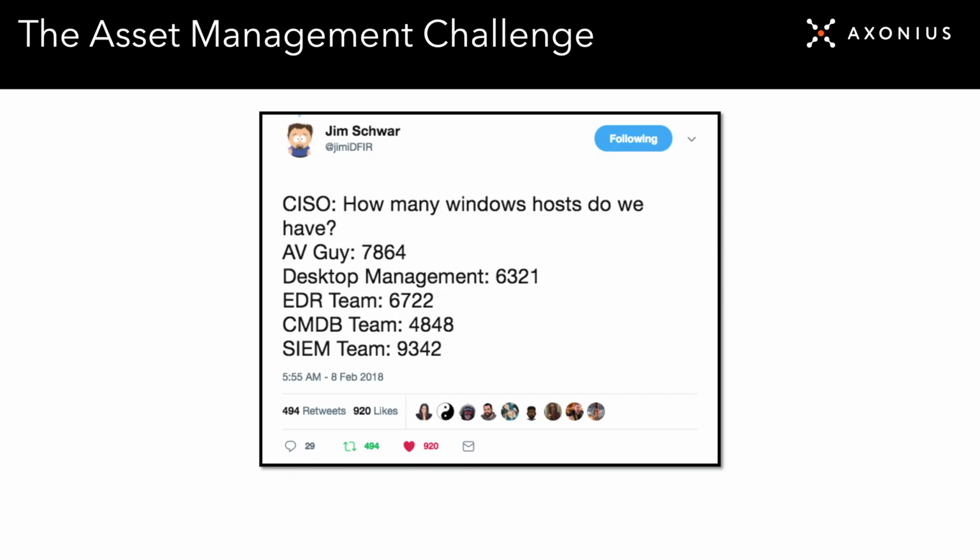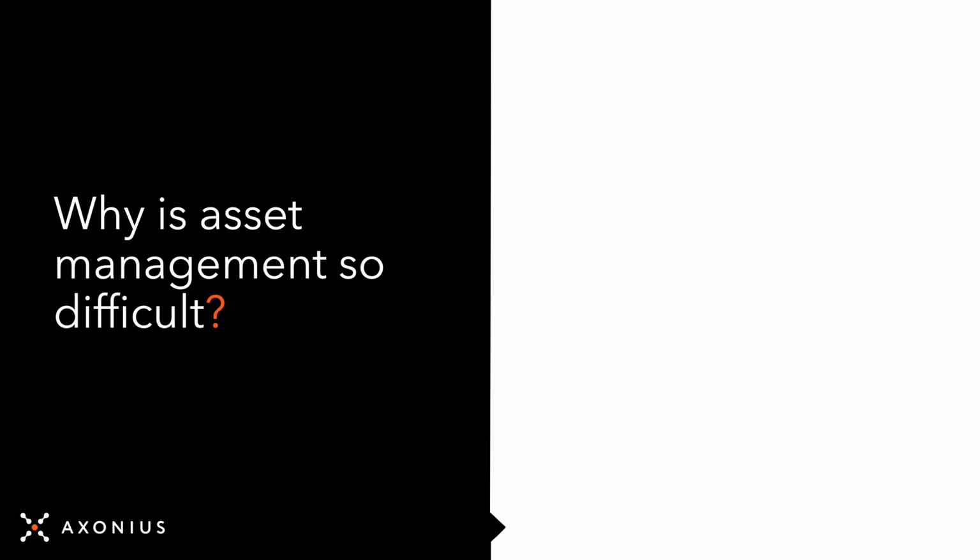We say that we're automating asset management for cybersecurity, but when it comes to the problem we solve, we think it can be summed up in just one tweet. The CISO asks, how many Windows hosts do we have? And depending on who they ask, they get a different number. But why? Why is asset management so difficult today?